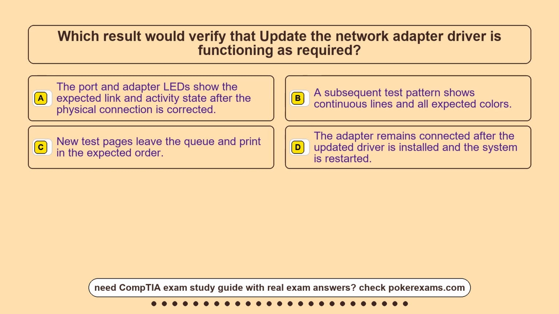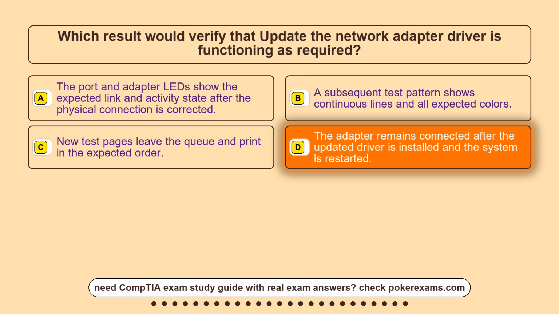Question 20. Which result would verify that update the network adapter driver is functioning as required? Option A. The port and adapter LEDs show the expected link and activity state after the physical connection is corrected. Option B. A subsequent test pattern shows continuous lines and all expected colors. Option C. New test pages leave the queue and print in the expected order. Option D. The adapter remains connected after the updated driver is installed and the system is restarted.